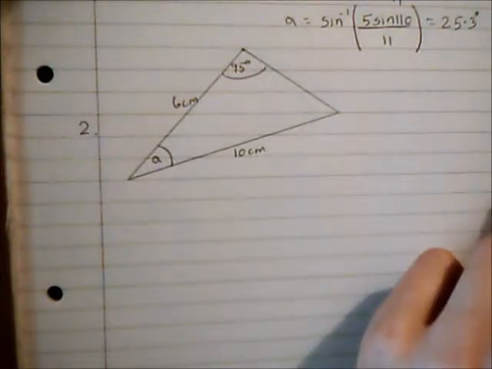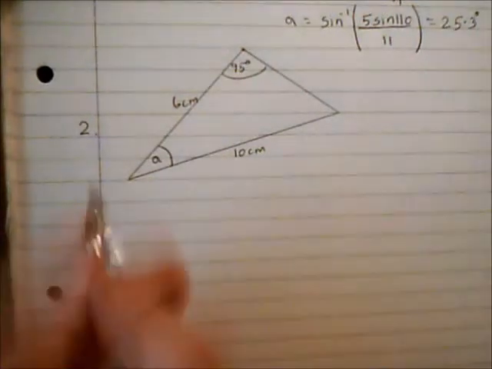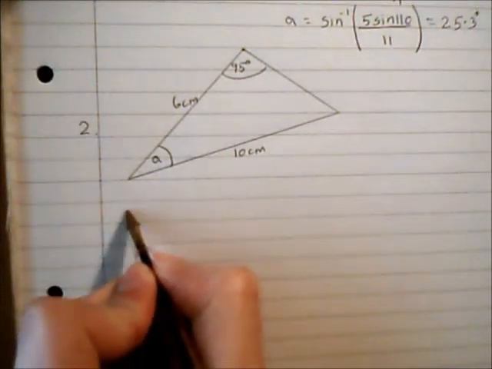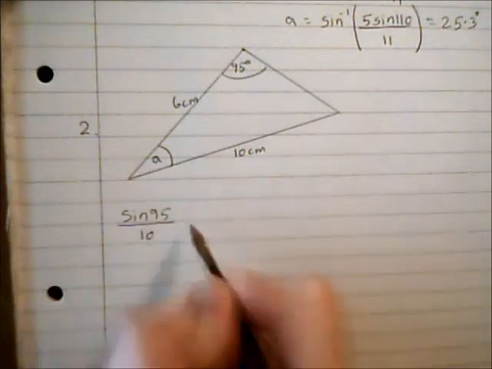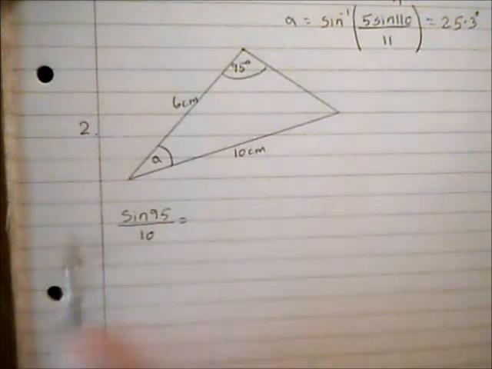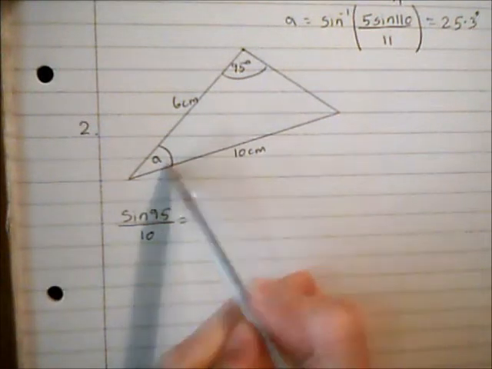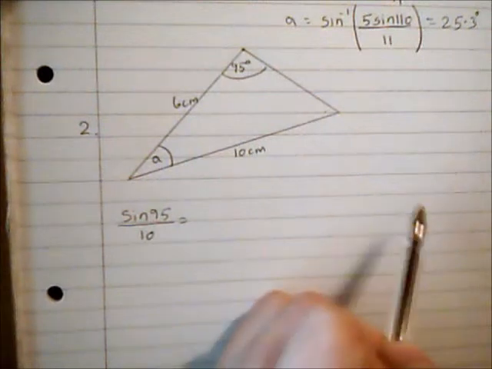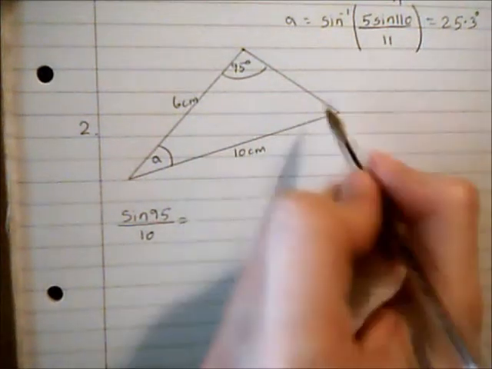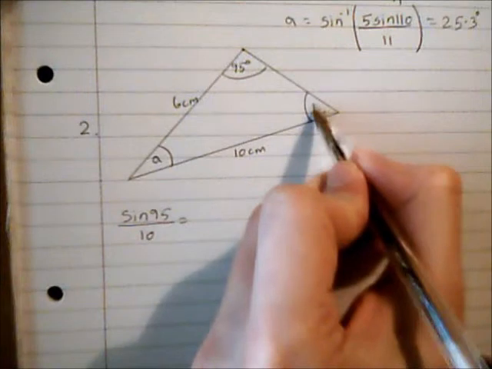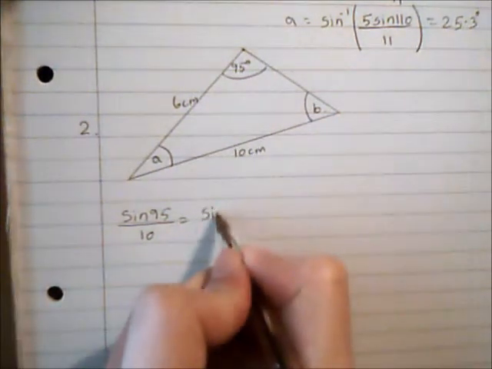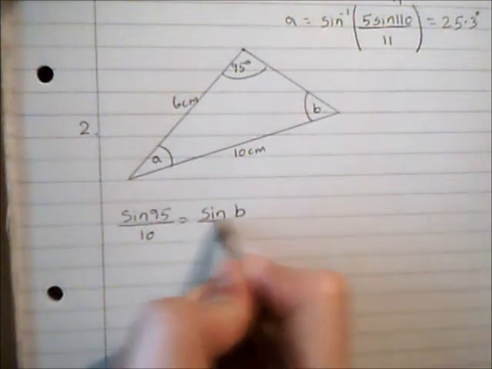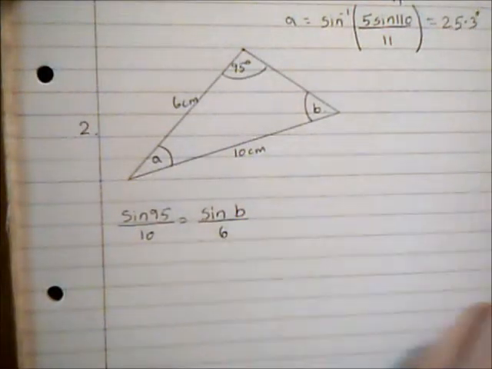Right, so this second question, I'm going to go about it in much the same way. So I'm going to say that sine of 95 divided by 10 is equal to, and then I've got a slight problem. I can't use this angle because I don't know the opposite length. So I'm just going to call this angle angle B for the minute. And I can use that, so I do know that sine of B over 6 can be used.